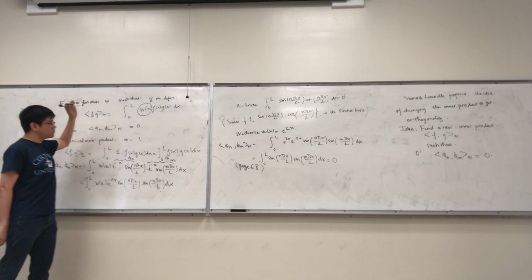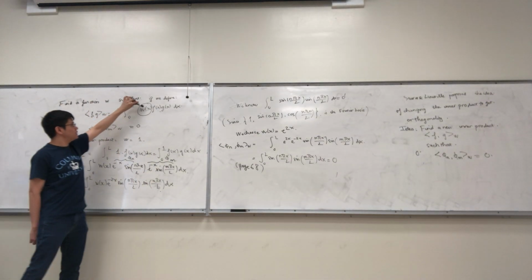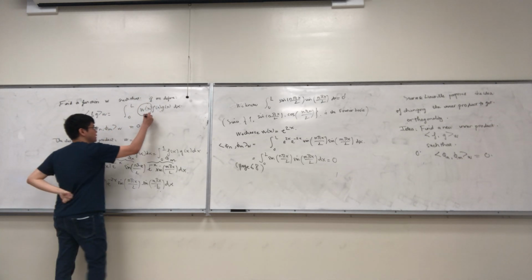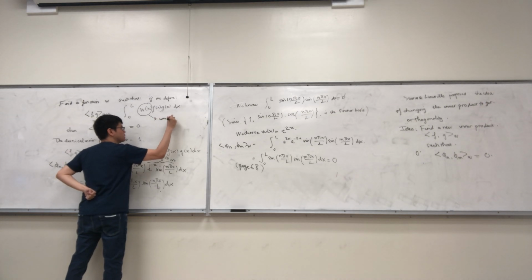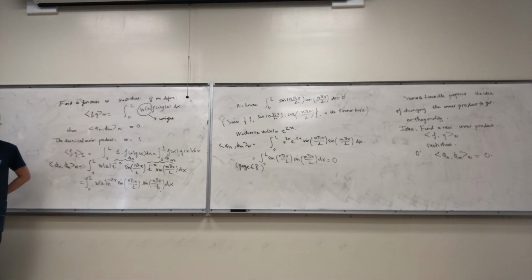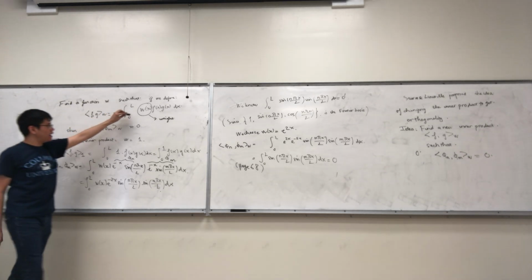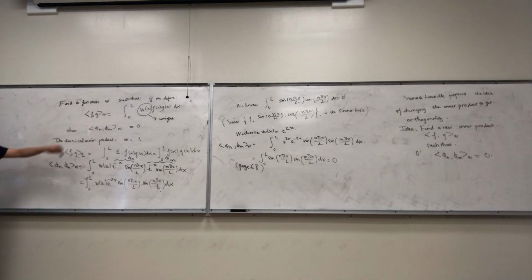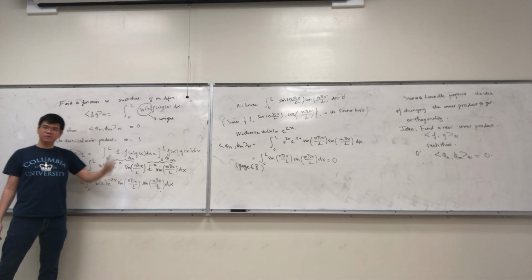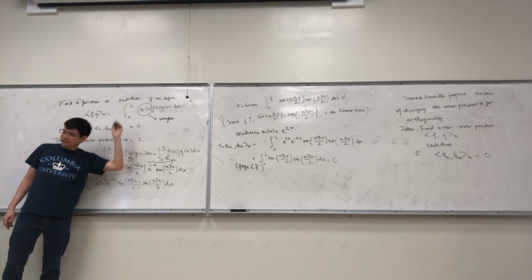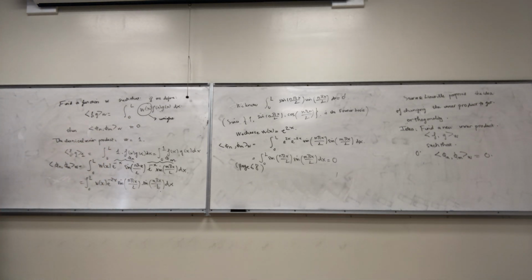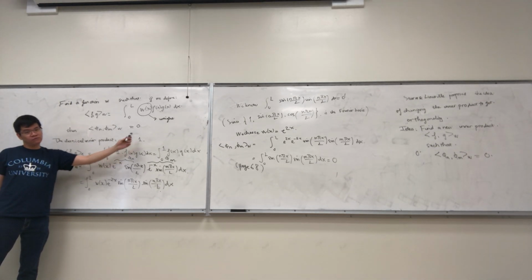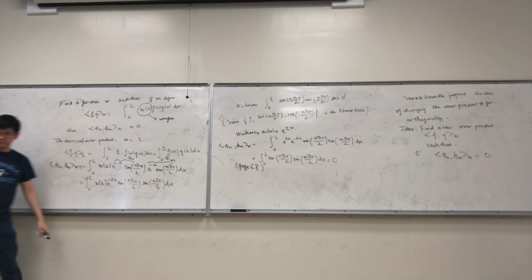The genius idea of Sturm and Liouville is to multiply the classical inner product with a weight. This is the weight, which is just a function. So what they suggest is to multiply the inner product with a new function, called the weight, so that in this new inner product, phi n and phi m are orthogonal. The classical inner product corresponds to the case where w is equal to 1.